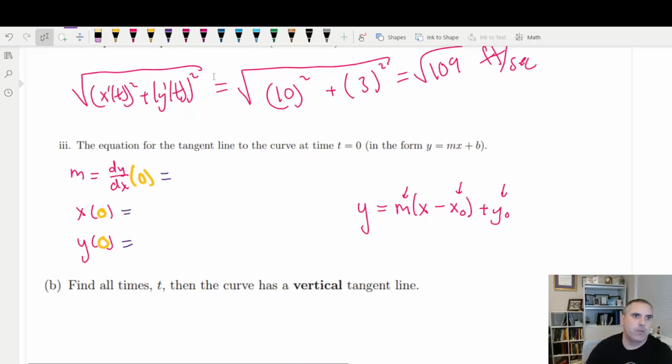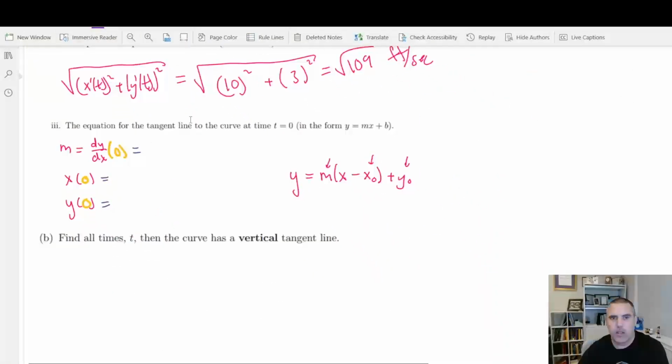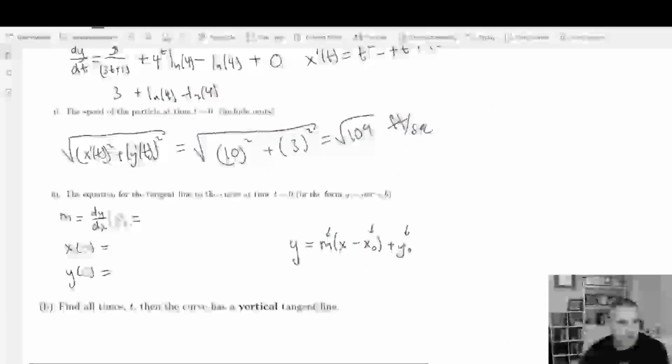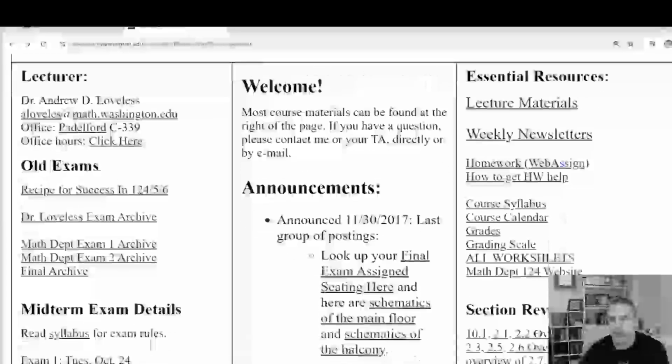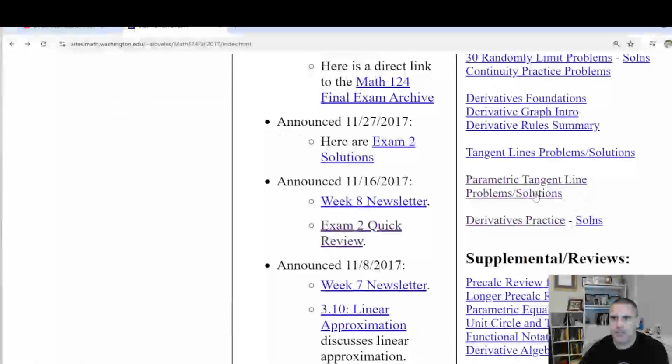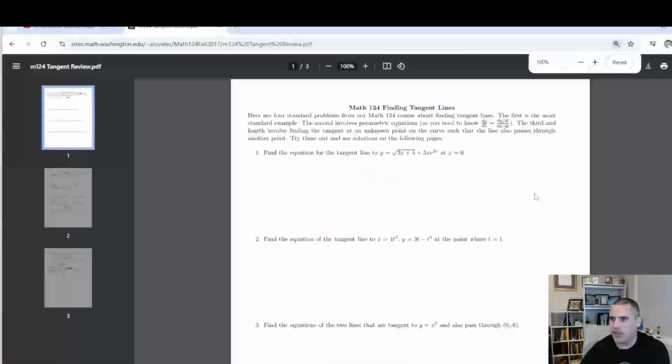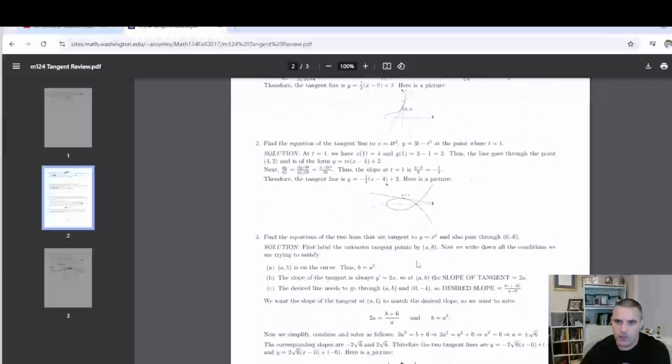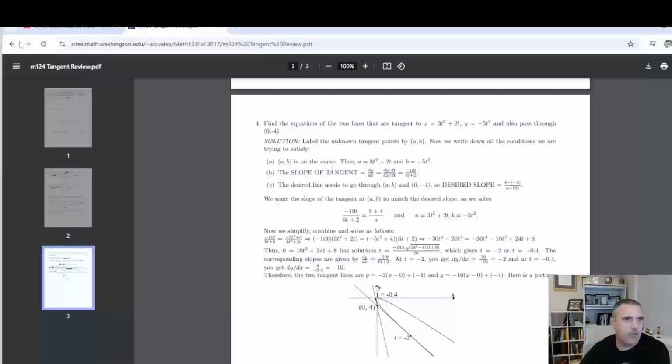Okay, so if you didn't remember how lines work, I do have a practice page on my materials page that just has to do with parametric and tangent lines. So if you'd like to see several problems with a bunch of visuals, I got it. All right.